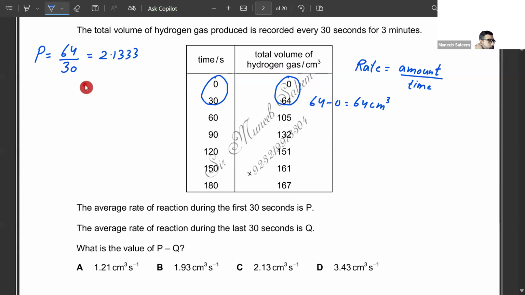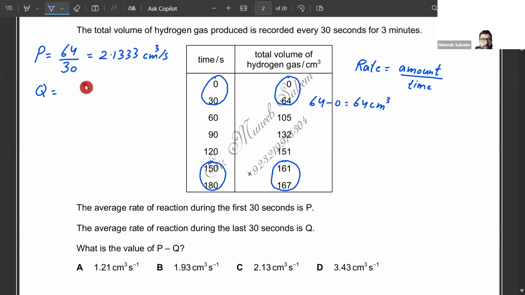And this will keep going on. This is the rate for the first 30 seconds, and definitely it is cm cube per second. Then Q is for the last 30 seconds. Now the last 30 seconds are over here, and the volume liberated for the first 30 seconds should be subtracted from 167.